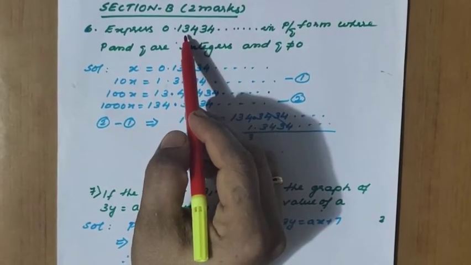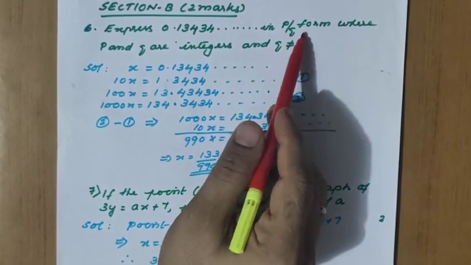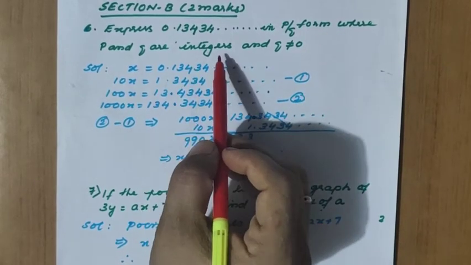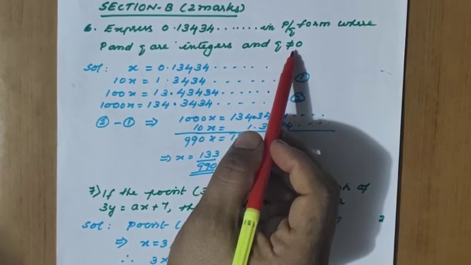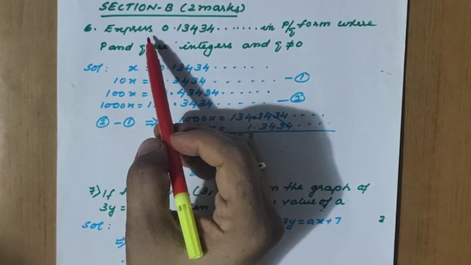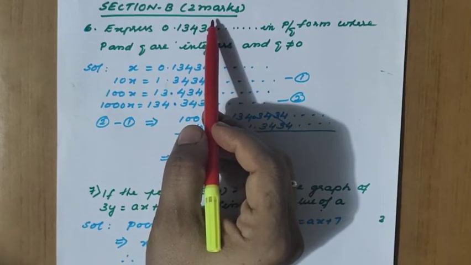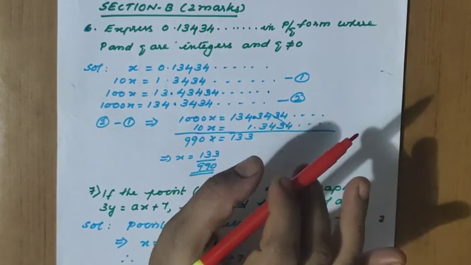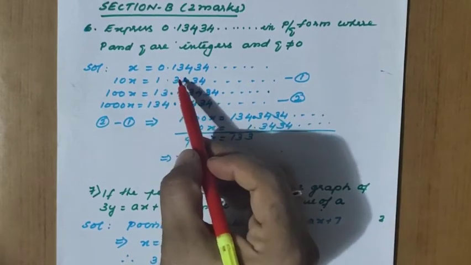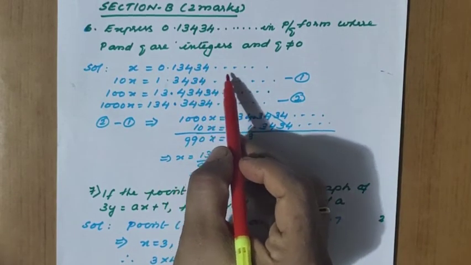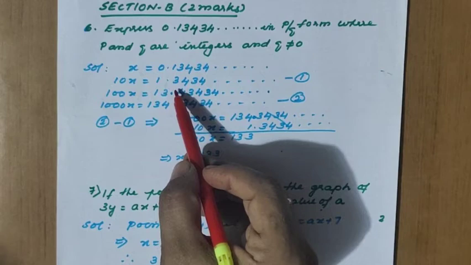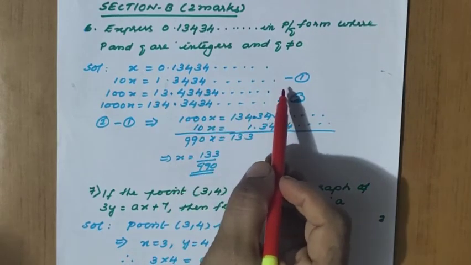Express 0.13434 etc. in p by q form where p and q are integers and q not equal to 0. So now section B starts. What are the marks for this question? 2 marks. So we are expecting each step there. So x equal to 0.13434 etc., 10x equal to 1.3434 etc.